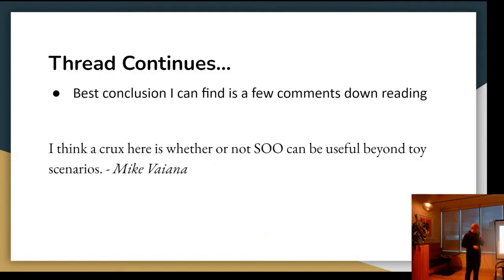The response, this thread continues. They go back and forth for an amount of pages that's much, much longer than the original paper, but I think this is actually the good ending point for this document. We can get into discussion if you guys want. Mike Viana ends with a comment: I think that a crux here is whether or not self-other overlap can be useful beyond toy scenarios.